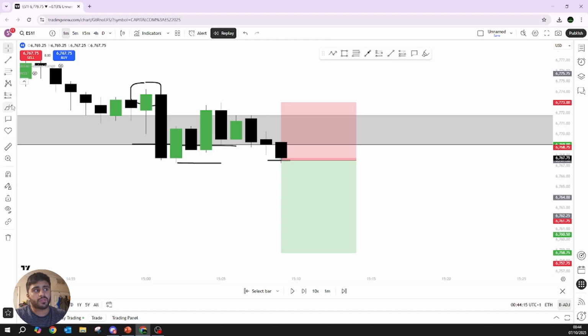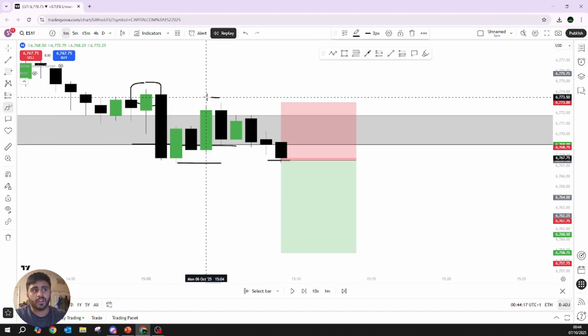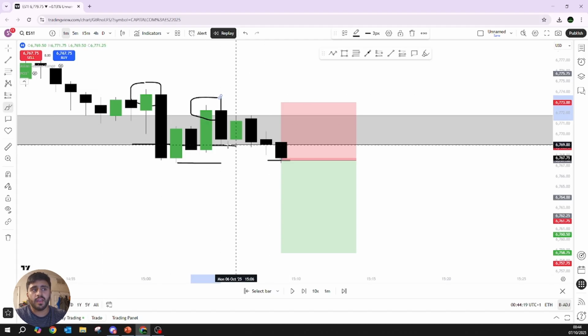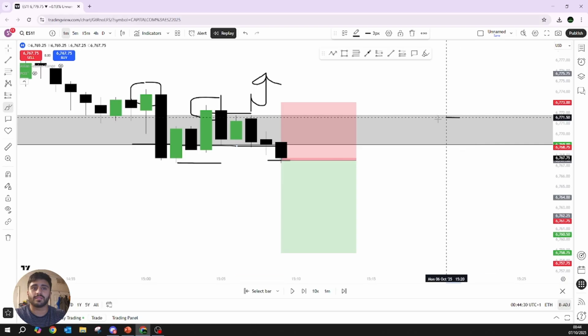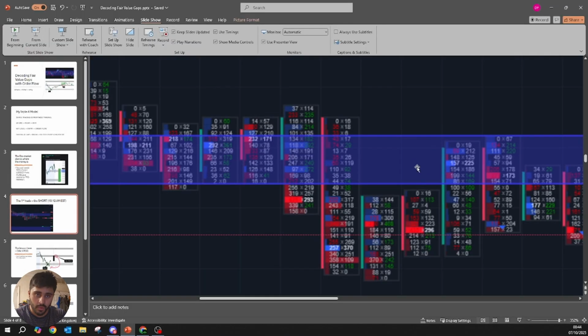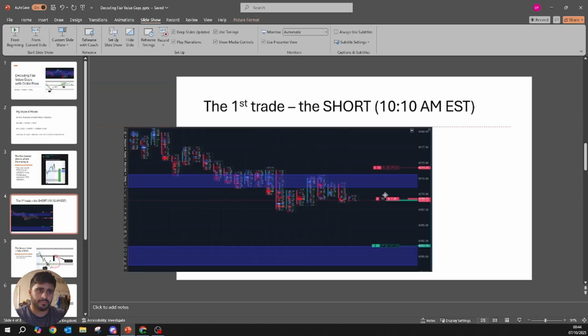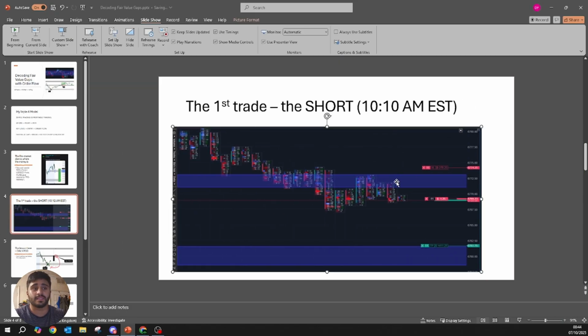The reason I was comfortable to go short is because I saw aggressive buyers failing to break above this level. We broke below this level. As you know, when aggressive buyers fail, that means passive sellers are in control. This is a supply area. This is why I took the short at 10:10 Eastern. Aggressive buyers fail, which shows you there are sell limit orders resting in this region.